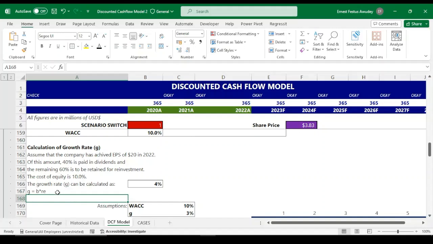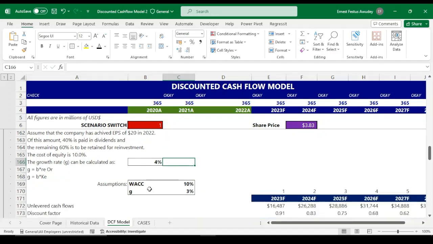Or as I already said, it can also be written as GB times KE. Okay, that is the cost of equity. So that is what we have there. All right. So that is how we calculate the growth rate as well.